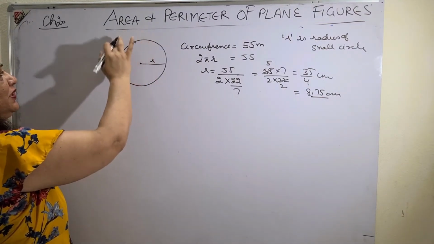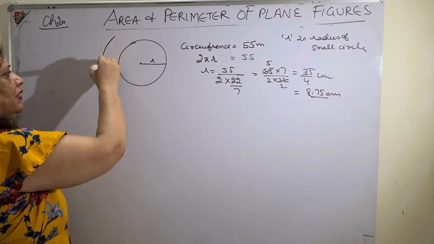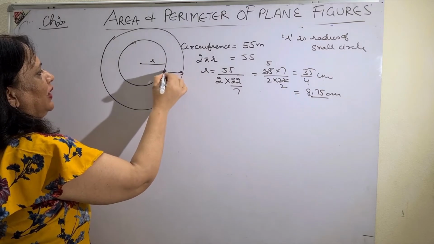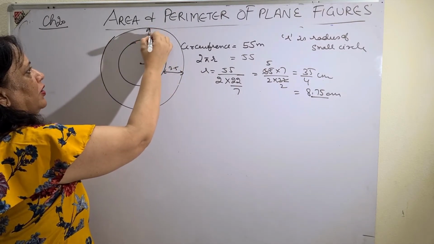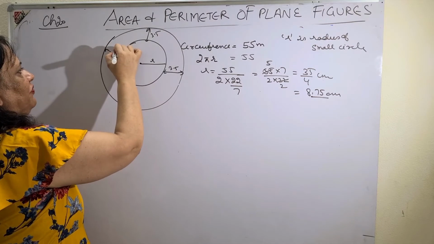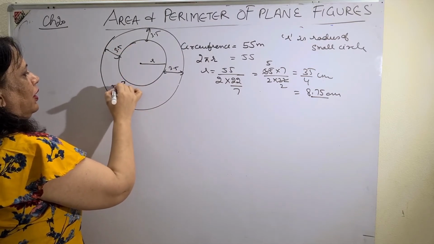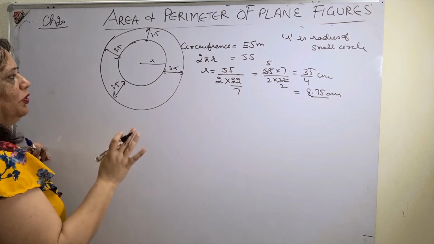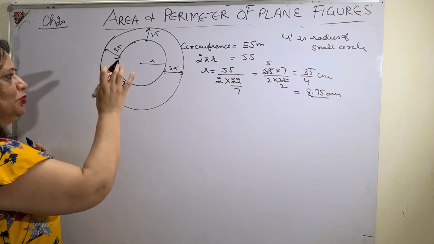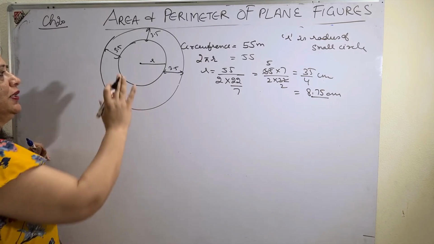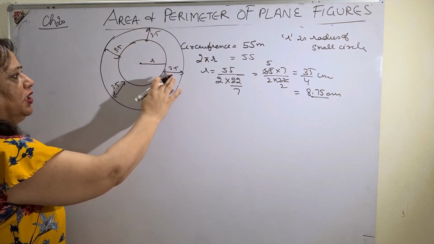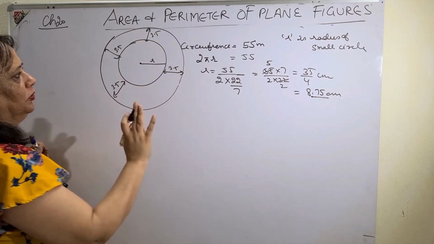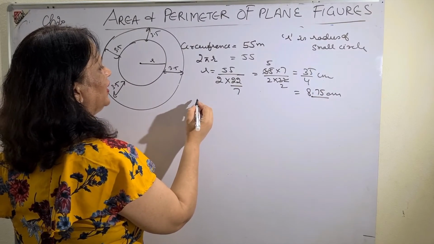Now the next part of this same question: they are saying a uniform path of width 3.5 meters. Uniform means it is the same on all sides. The path is running around the circular path. You have noticed so many paths, a small path made, very uniform. It is circular in shape, 3.5 meters wide, and uniform throughout outside the park. They are asking me to find the area of the path.